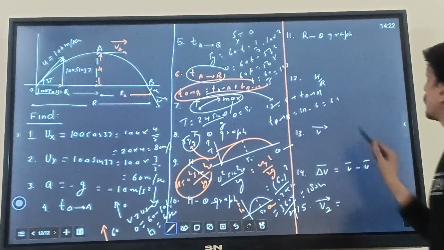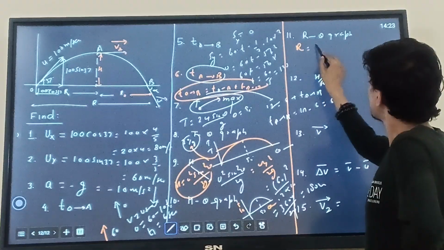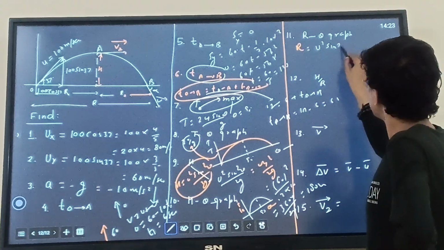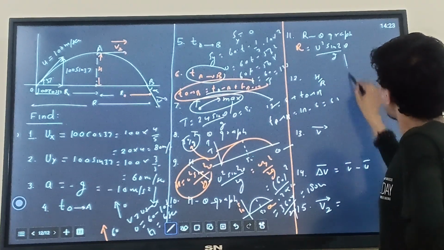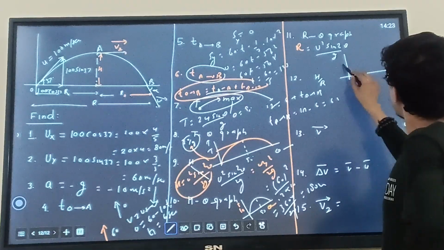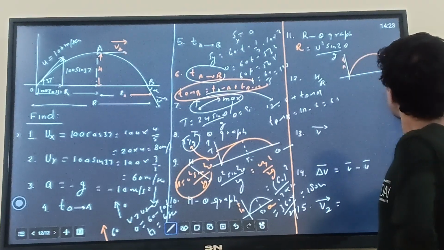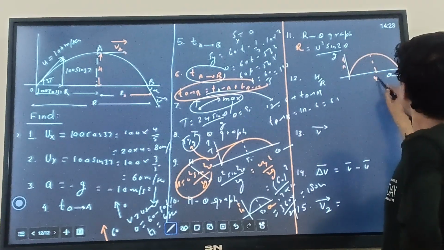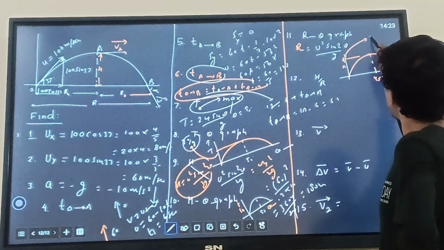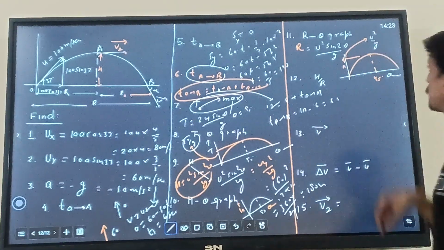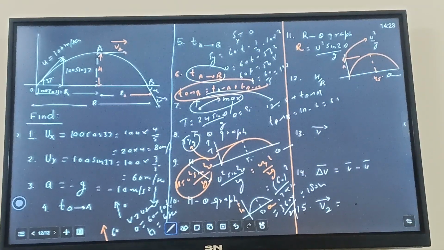Next is the R theta graph. So R as a function of theta is u square sin 2 theta by g. If you draw the R theta graph, it will be a sine graph like this, and it will achieve maximum at 45 degrees, and the maximum value here will be u square by g. So this is the analysis of R theta. Then we have H by R.